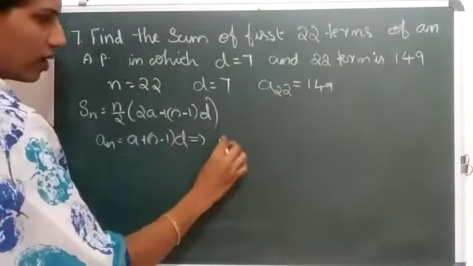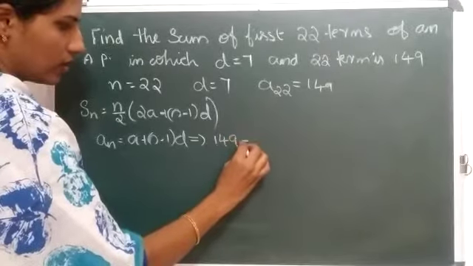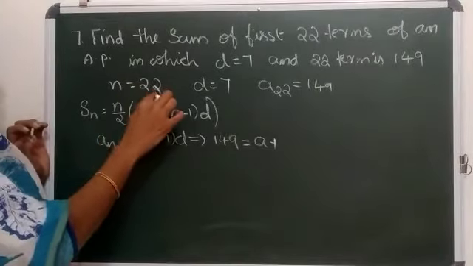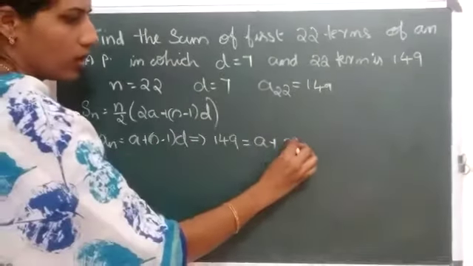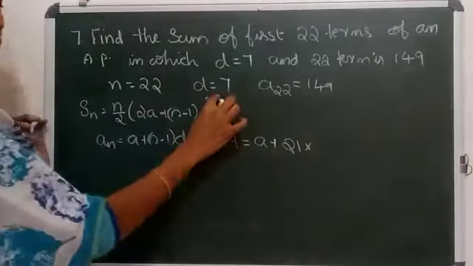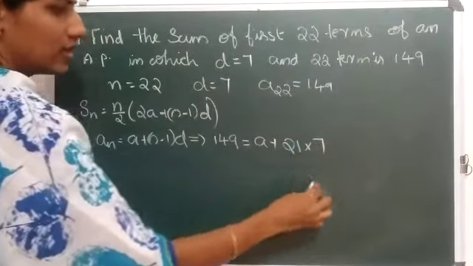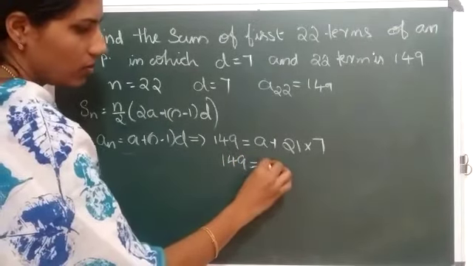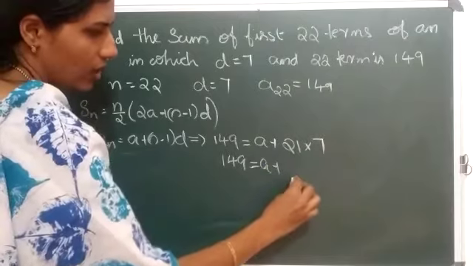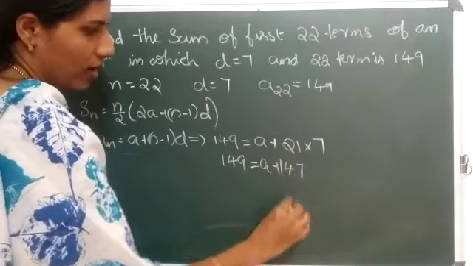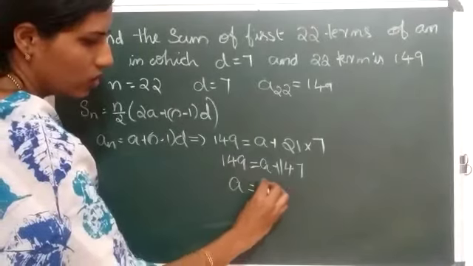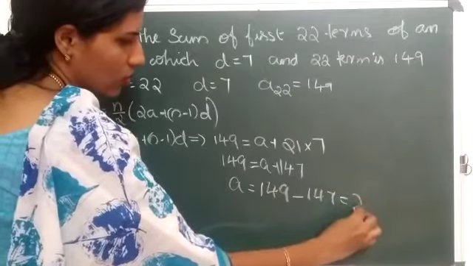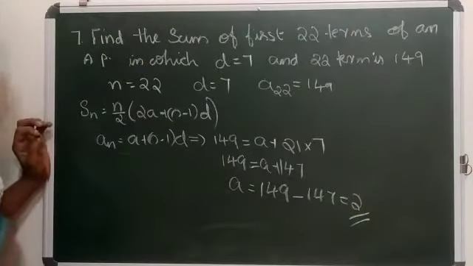Instead of an we put 149, so 149 is equal to a plus, what is n? n is given as 22. 22 minus 1 is 21, into what is our d? d is equal to 7. So 149 is equal to a plus 21 into 7, that is 147. From this a is equal to 149 minus 147, that is equal to 2. We got a is equal to 2.